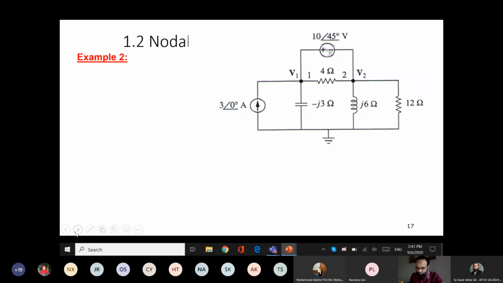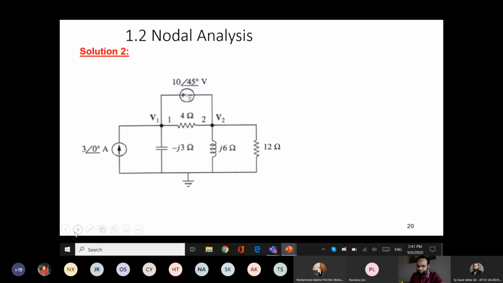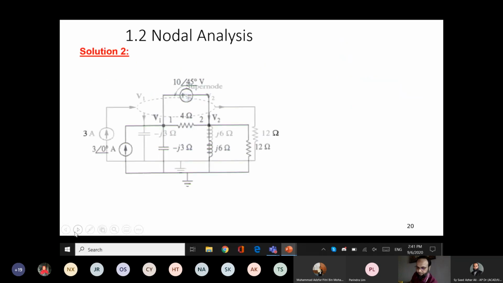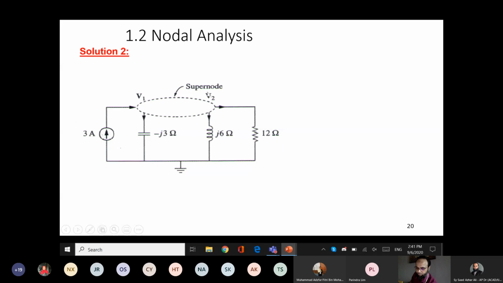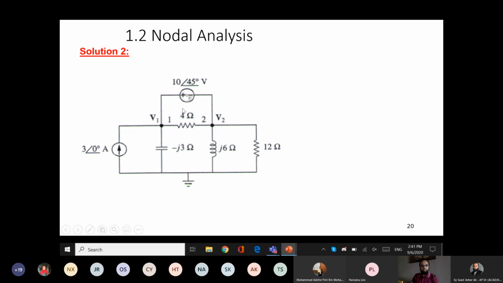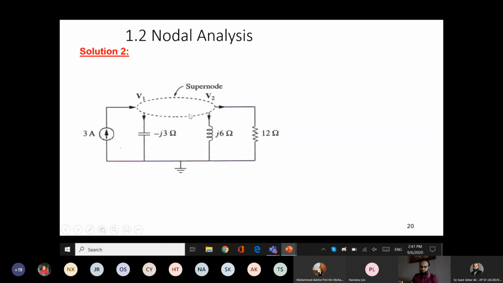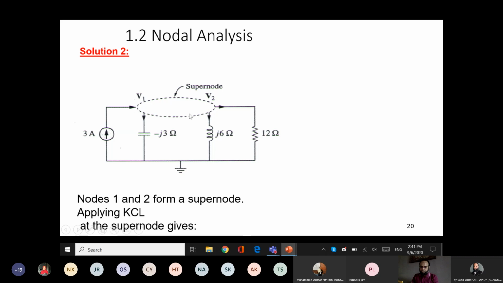All right, so this was the basic circuit, and we removed everything that was between V1 and V2. We go back. This was the basic circuit, where there is a voltage source here between V1 and V2. We remove everything that is between V1 and V2, everything. So we remove this, we remove this, right? And we consider this as a supernode. Nodes 1 and 2 form a supernode.